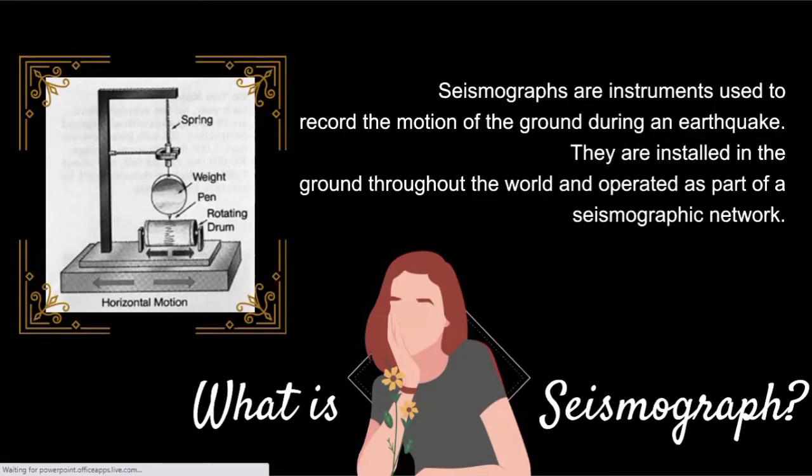So what is a seismograph? Seismographs are instruments used to record the motion of the ground during an earthquake. They're installed in the ground throughout the world and operate as part of a seismographic network. As you can see in the picture, this is an example of a seismometer. At the top, there is a spring that holds the weight, and under the weight is a pen that creates the motion on the rotating drum and shows us the wave pattern.